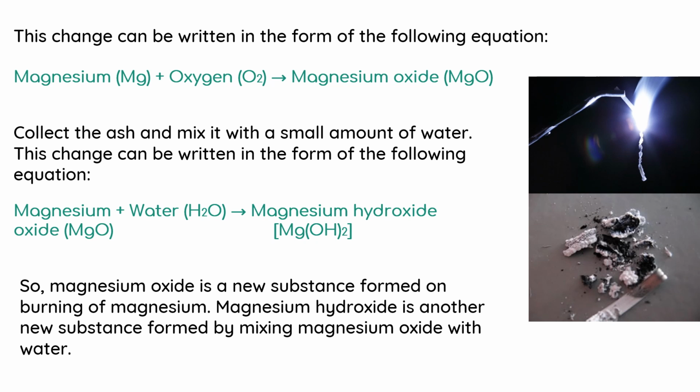I am saying once again: in this picture you can also see magnesium ribbon burning with the help of oxygen. That is why we wrote here magnesium plus oxygen gives. Can you see the ashes in this picture? That ash is magnesium oxide, and it is represented by MgO: capital M, small g for magnesium, and O for oxygen. So we say oxide, magnesium oxide.